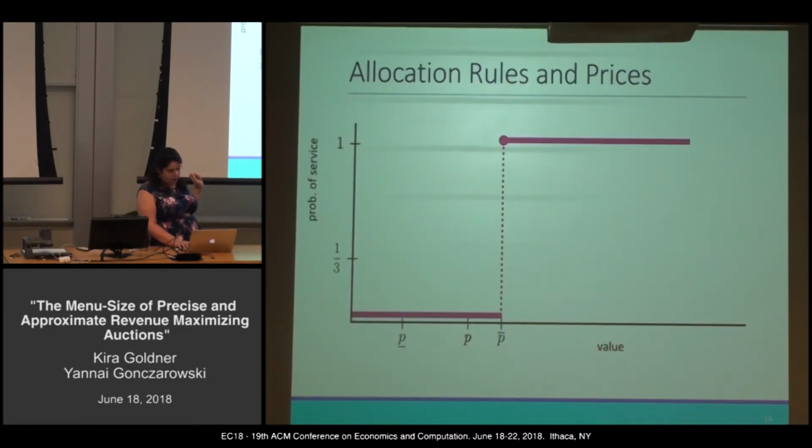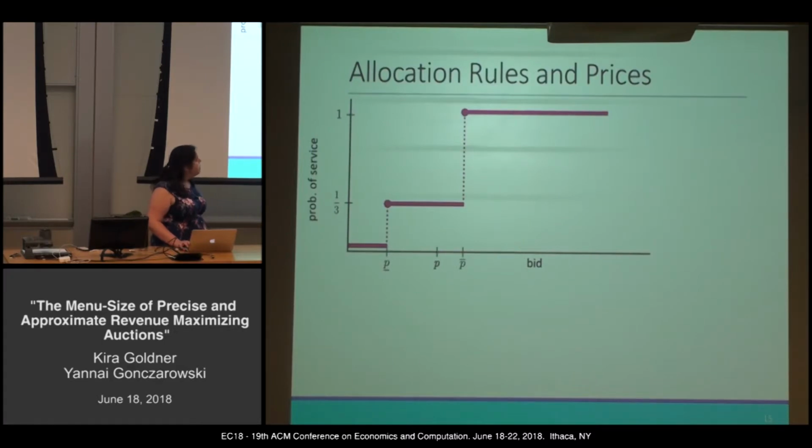And so what we have here is an uncertainty, with probability 1, you're going to get the item. And if you have a value below p upper, then with probability 0, you're going to get the item. So it's just 0, 1 at p upper, and the price I'm going to charge you is p upper. So this is the price of p upper. Okay?